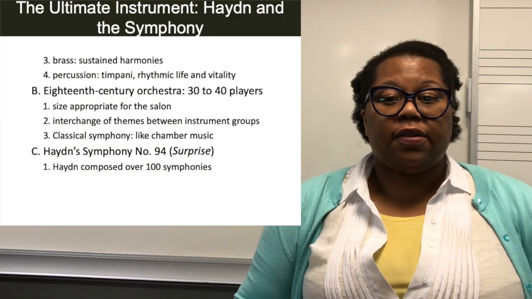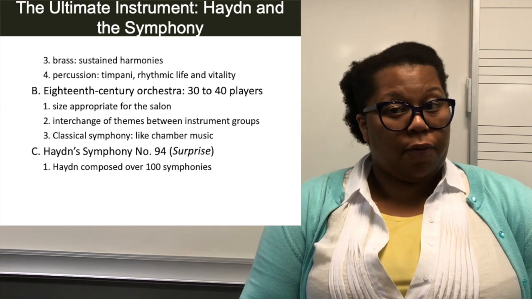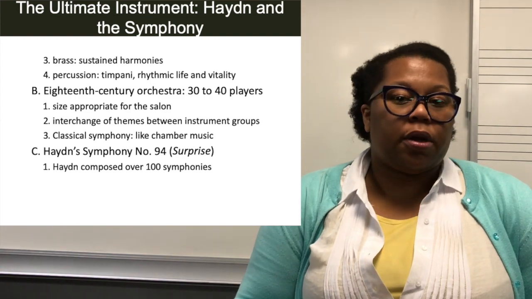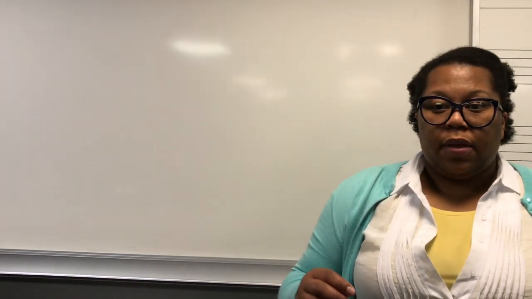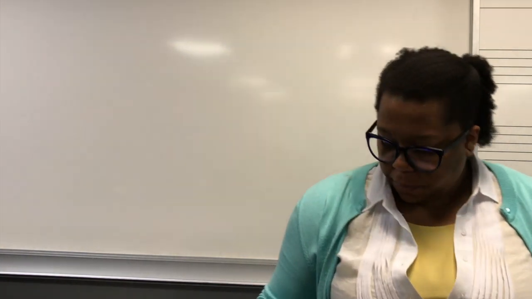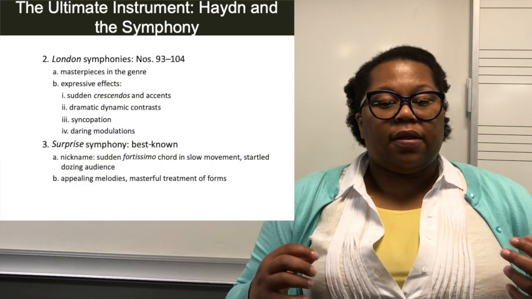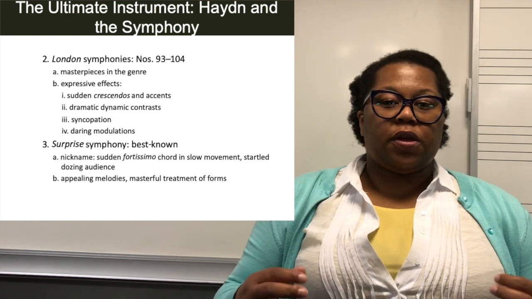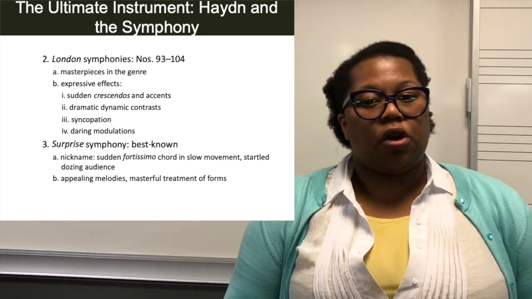Now, Haydn's symphony, especially Haydn Symphony number 94, nicknamed the Surprise Symphony, is another example that we're going to talk about. Now, Haydn composed over 100 symphonies. Remember, he is nicknamed the father of the symphony as well as the string quartet. And because of his large output, he established the four movement structure of the symphony. The London symphonies, numbers 93 to 104, were considered the masterpieces of this genre.